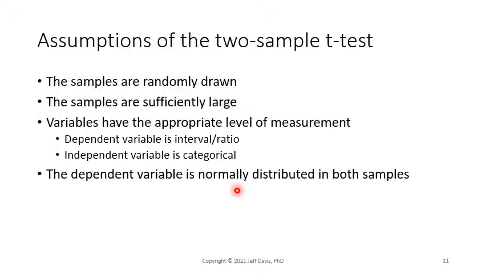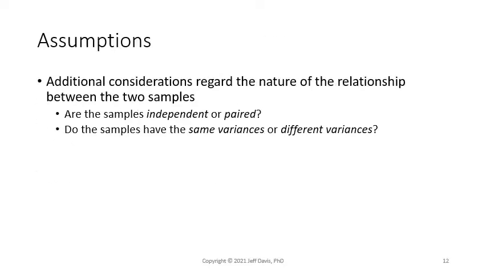And the dependent variable is normally distributed in both samples, all right? So you see the echoes of the assumptions applied in the single sample t-test. Now, there is one set of considerations we have to take into account for the two-sample case, and that's whether our samples are independent samples or paired samples, because that will change some things about how we run the test.